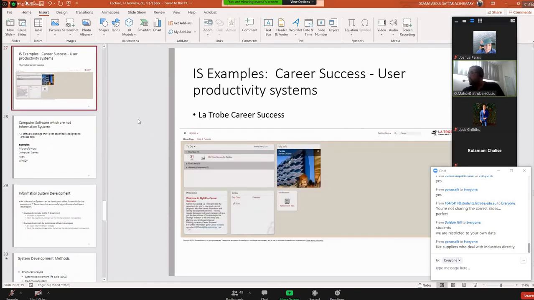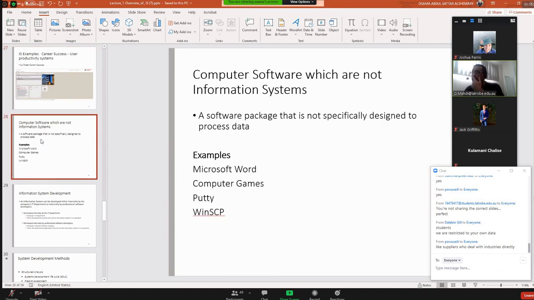Information system examples: career success, user productivity systems. Of course, it's part of that. So now, computer software. This is actually the most important thing, and it's a bit confusing. Some students, even from last semester, made mistakes with this part. When we say computer software which is not an information system, for example, a software package that is not specifically designed to process data, like Microsoft Word. Microsoft Word is not an information system because it's not about processing data.